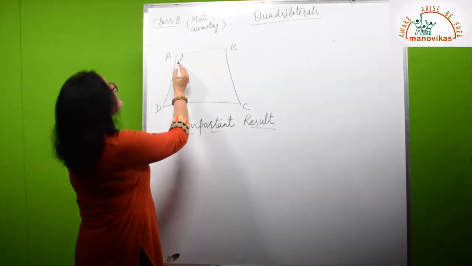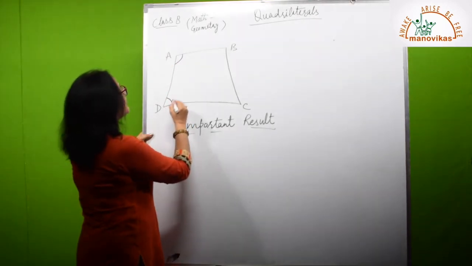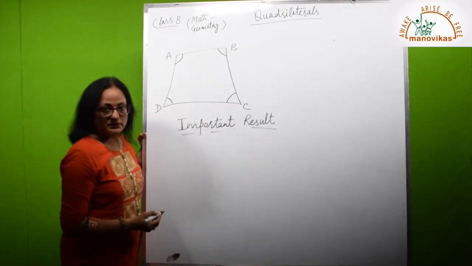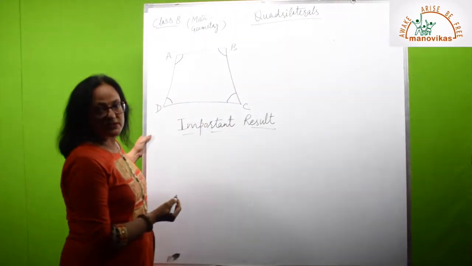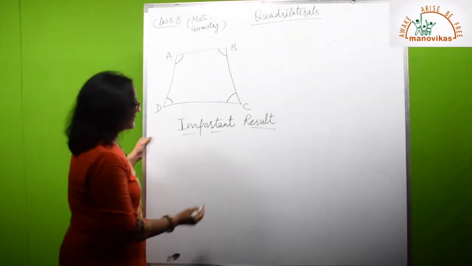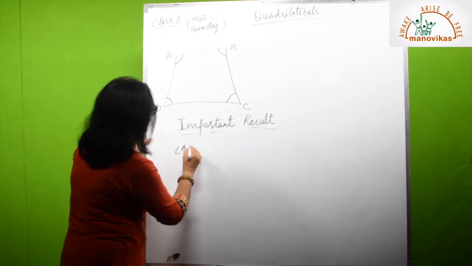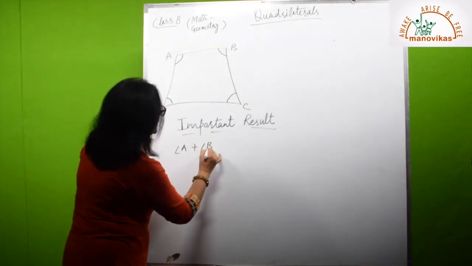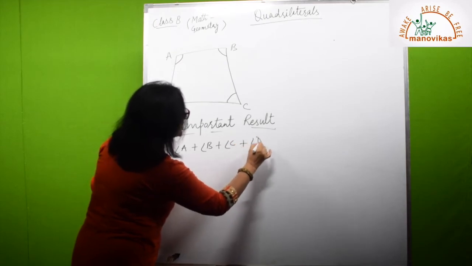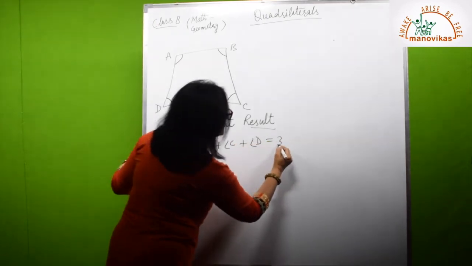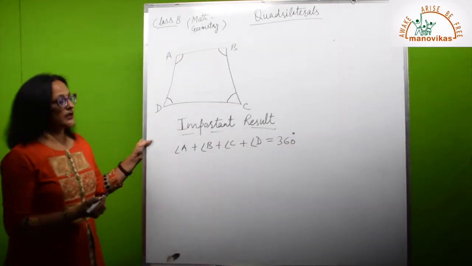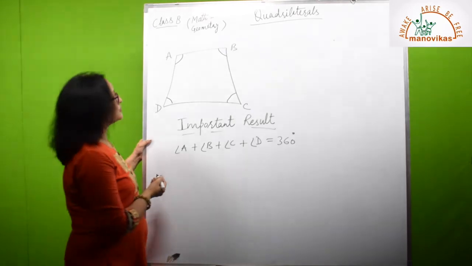That result is, if you add all the angles of the quadrilateral, it is equal to 360. Means the sum of all these four angles of the quadrilateral is 360 degrees. So we can write angle A plus angle B plus angle C plus angle D is equal to 360 degrees. This result you will use in the questions in your exercise book.